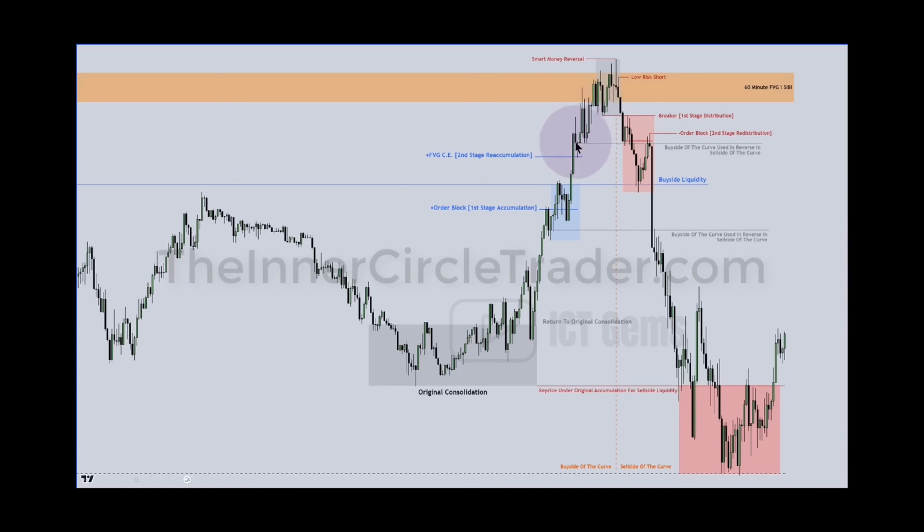What's the low of that candle? Draw it through. Where's the body stopping? It's respecting it, isn't it? It's not just simply that bearish order block. We break lower. Same thing here. Buy side of the curve used in reverse on the sell side of the curve.